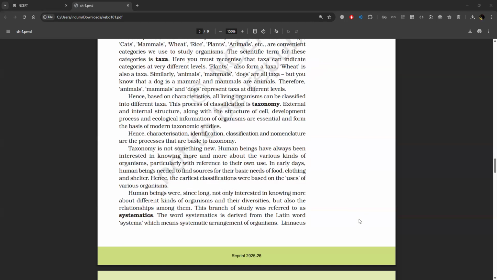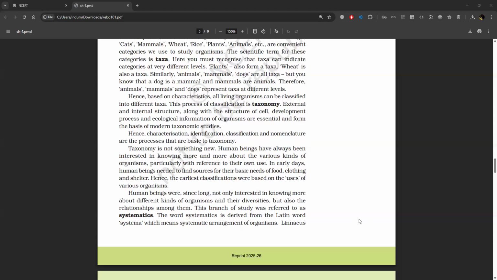Hence, based on characteristics, all living organisms can be classified into different taxa. This process of classification is taxonomy. External and internal structure, along with the structure of cell, development process, and ecological information of organisms, are essential and form the basis of modern taxonomic studies. Hence, characterization, identification, classification, and nomenclature are the processes that are basic to taxonomy.